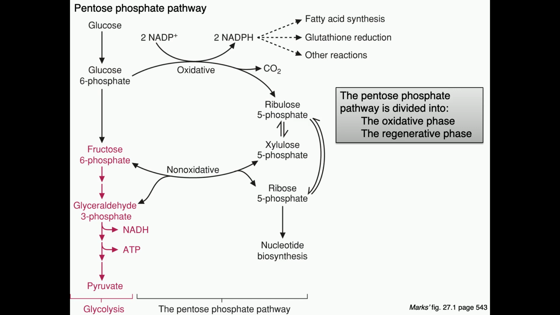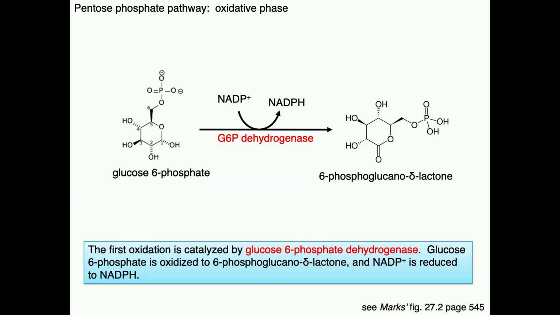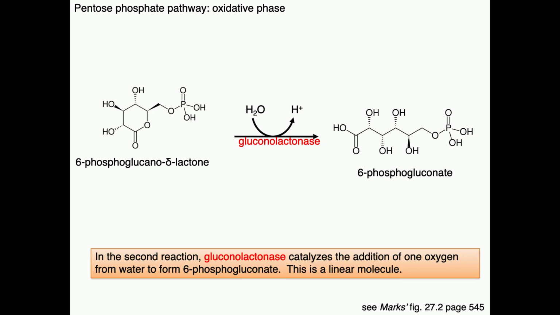Okay, so let's look at the oxidative phase first. The first enzyme in the oxidative phase is glucose 6-phosphate dehydrogenase. This is our first step where we get the reduction of NADP to NADPH. The product is 6-phosphoglucono-delta-lactone. It's a mouthful. The 6-phosphoglucono-delta-lactone is then hydrolyzed by the addition of water.